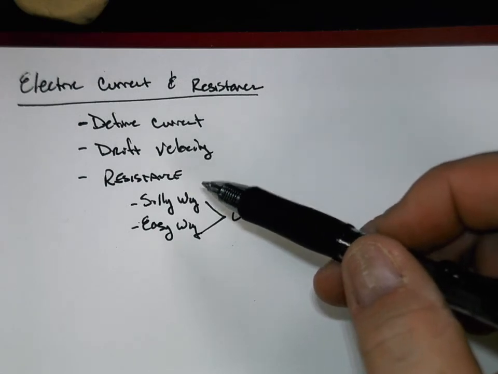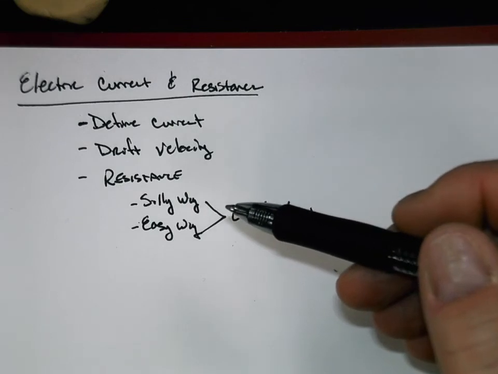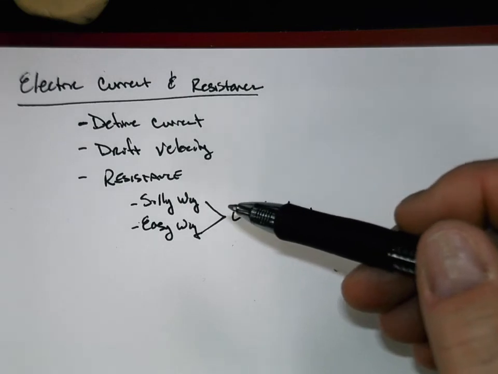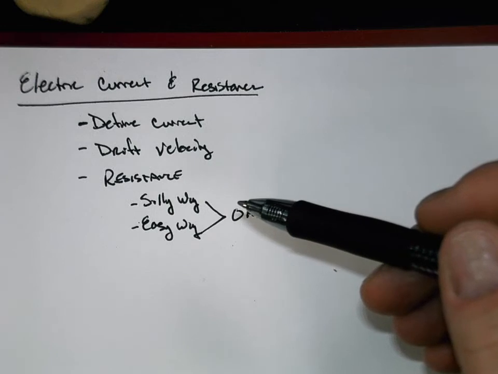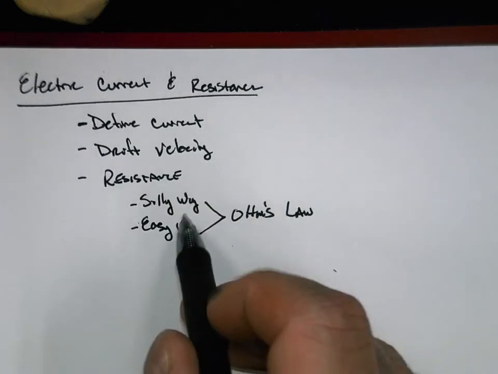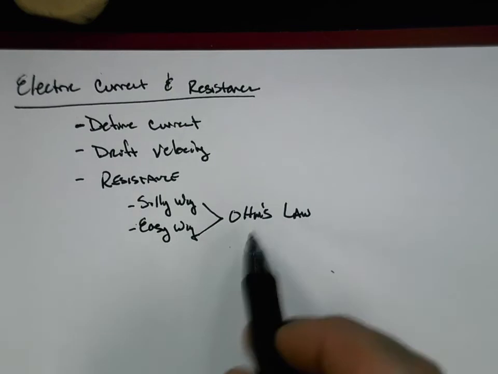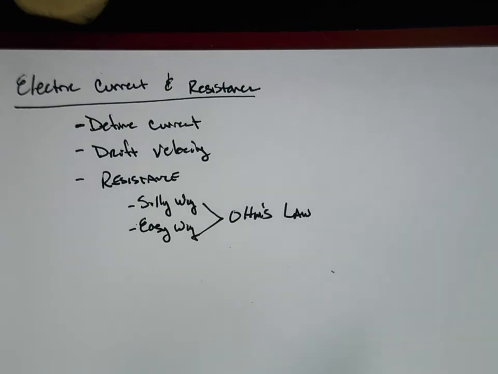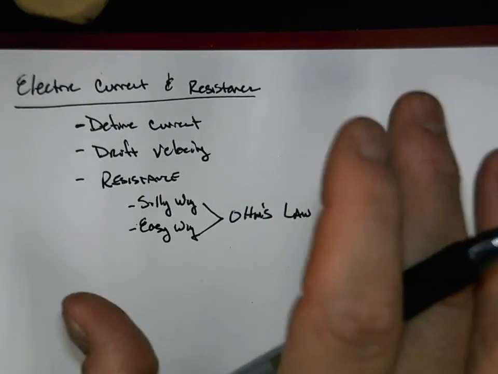And then we'll get into resistance, which is pretty much what it sounds like. It's a resistance to the flow of electrons. It's what keeps electrons from flowing as freely as they should. We'll define it in a really silly way, which is an impractical and boring way of defining resistance. And then we'll talk about the easy way, which is how we'll get into Ohm's law, which is how we govern resistance and current.